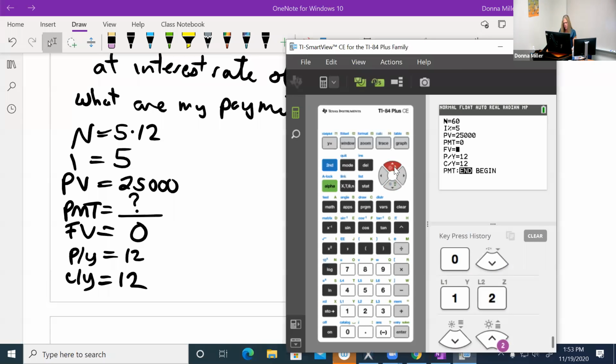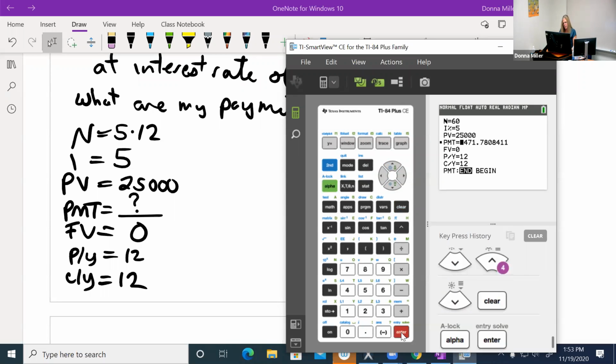All right, so I want to solve for my payment. So I clear that out, and I hit alpha, solve. So my payment would be $471.78 a month. Okay, so that's for a $25,000 loan. 5 years is pretty typical for a car loan.